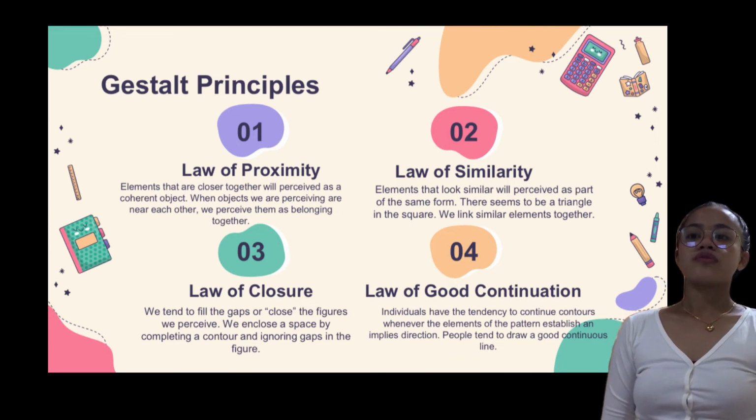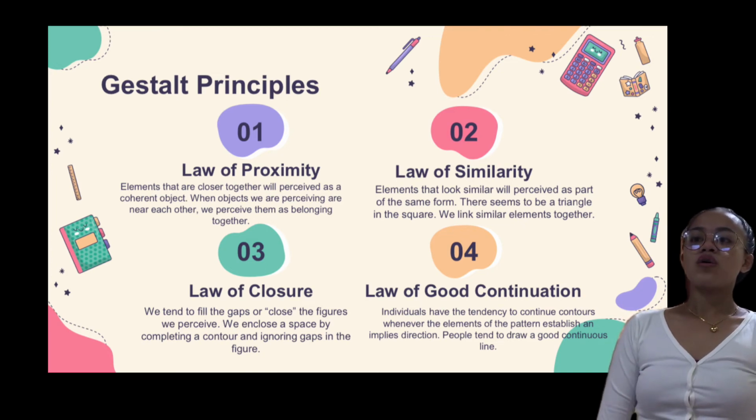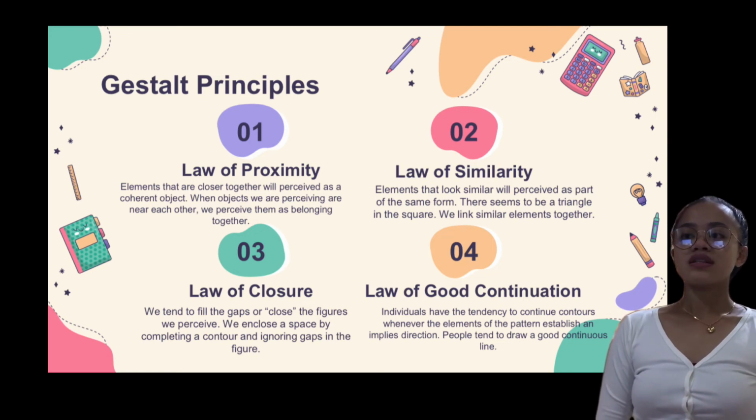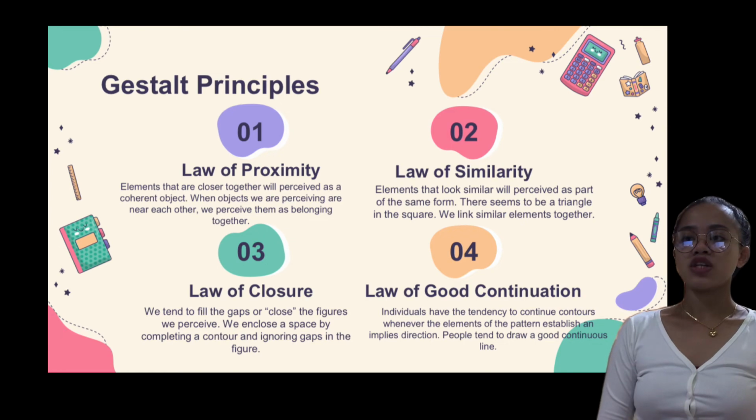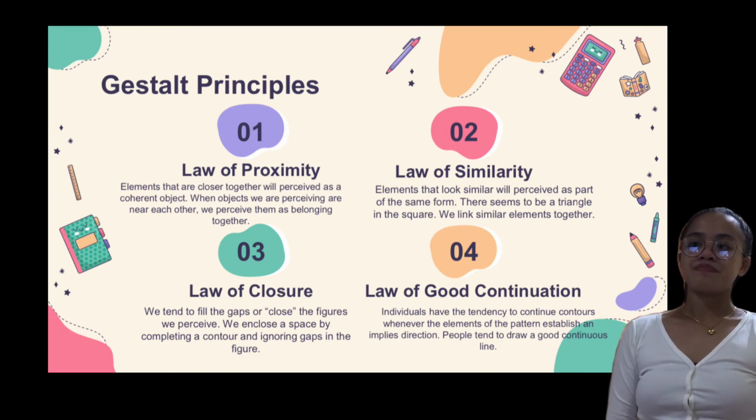Third is the law of closure. We tend to fill the gaps or close the figures we perceive. We enclose a space by completing a contour and ignoring gaps in the figure. The fourth one is the law of good continuation. Individuals have the tendency to continue contours whenever the elements of the pattern establish and imply direction. People tend to draw a good continuous line.